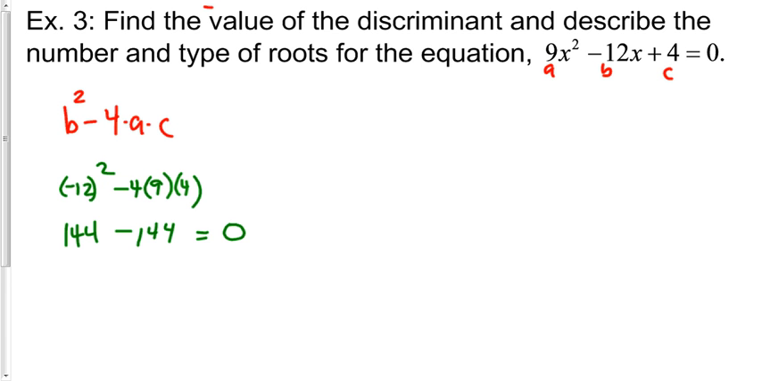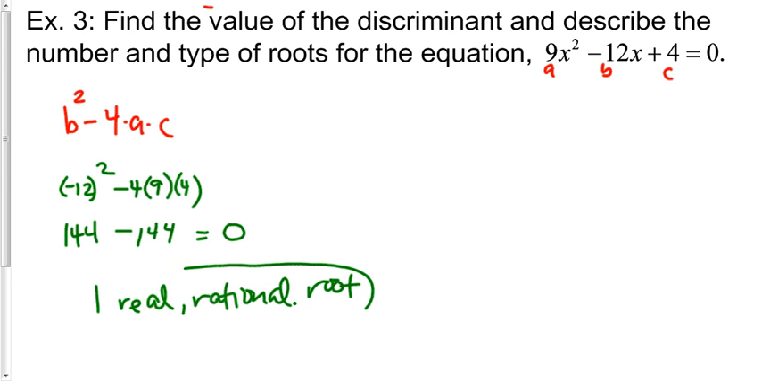Now, what does that mean about the number and the types of roots or solutions? Well, that means that there's one real rational root. That's really what you want to know or what you want to find out. And then, of course, if you wanted to know what that root was, we could try to find it on the graph, or we could use the quadratic formula.